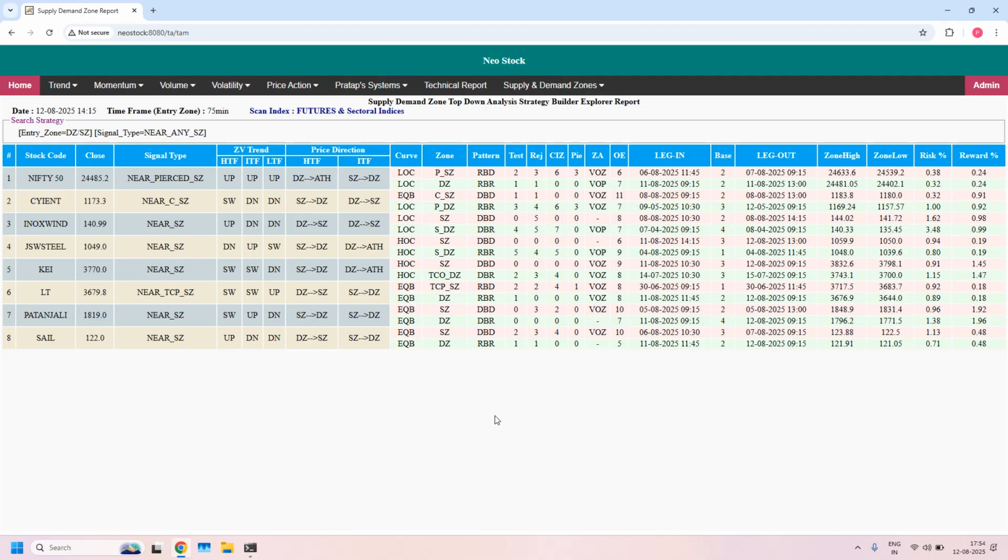So this is about high liquidity zone identification from the daily and 75 minutes stocks near demand and supply zones lists. Next, I will generate NIFTY and BANKNIFTY supply demand zone chain reports.